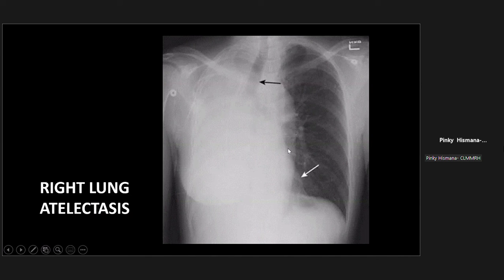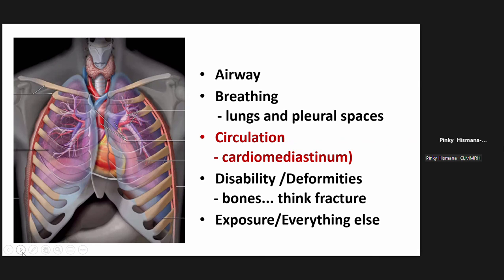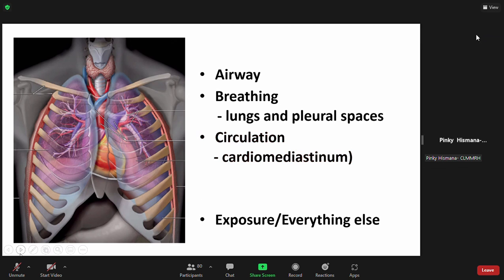So that's basically how we analyze. We look at the opacity or lucency. We also assess the features or the abnormalities in the adjacent structures for us to come up with a diagnosis. I will be ending my lecture here. For next meeting, we're going to talk about the cardiomediastinum and the rest of the ABCs.